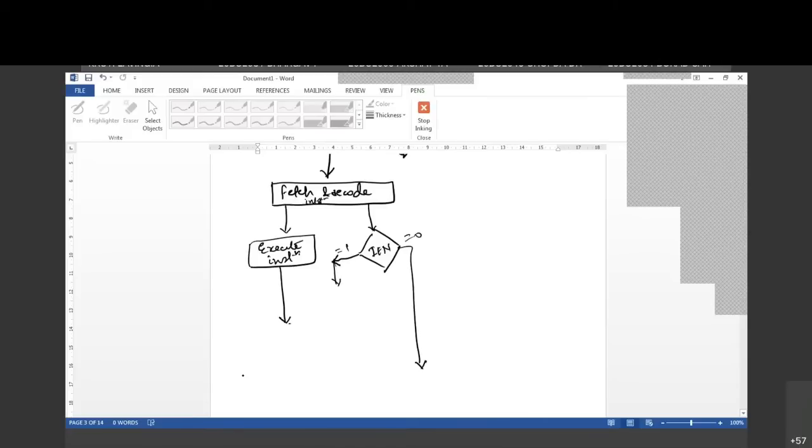Now, what do we need to check? We do not know. We only know that an interrupt has occurred. So which flags will we check to identify which type of interrupt has occurred?